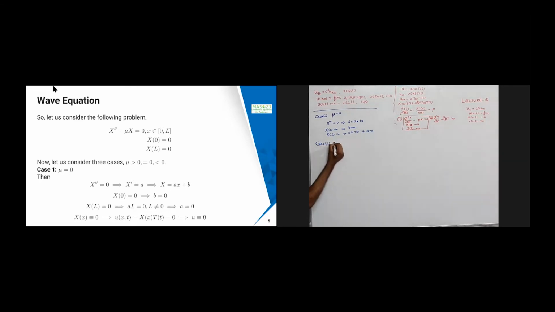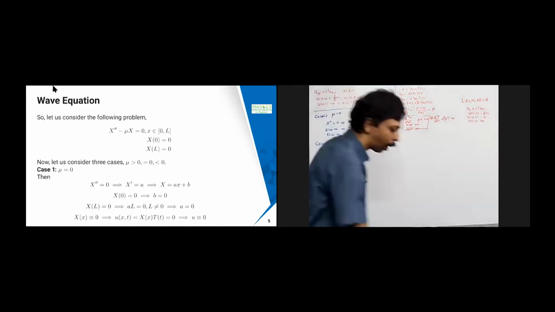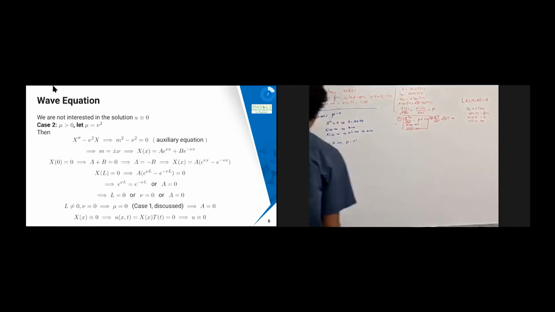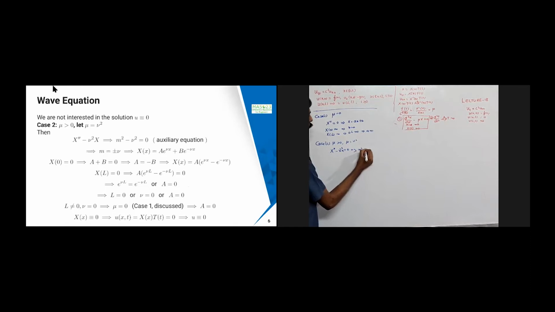Case 2 is going to be mu greater than 0. If mu is greater than 0, I can write mu equal to some nu square, some real number. So in this case, you are going to have x double dash minus nu square x equal to 0, which implies m square minus nu square equal to 0 is going to be the auxiliary equation, which implies m equal to plus or minus nu is going to be the solution for this problem.